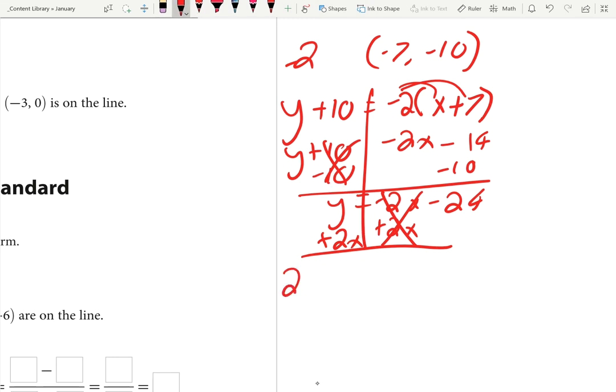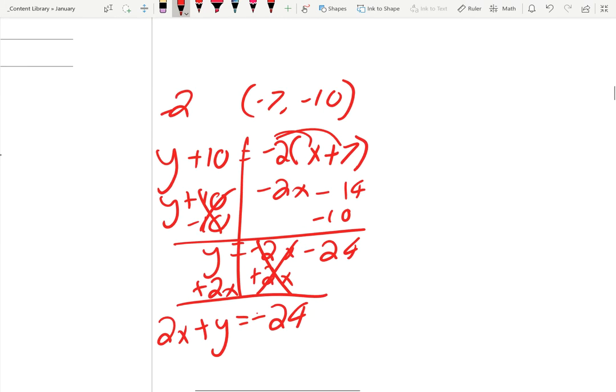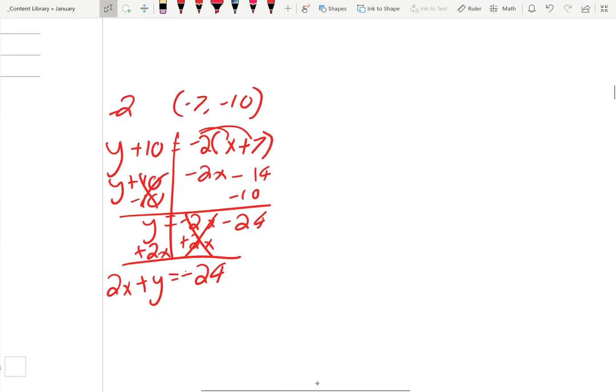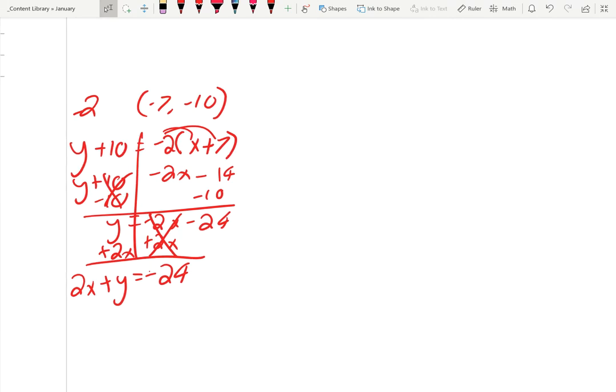So ultimately we have a positive 2x plus a positive y equal to -24 as the answer. Now, if you do the same problem, but using slope-intercept form, you would have this. So slope-intercept form is y equals mx plus b. So we would plug in -10 for the y, we'd plug in -2 for the slope, and we'd plug in -7 for the x. Now remember, if you use this method, you got to be careful because you don't actually know the b value. So we're going to figure that out first.